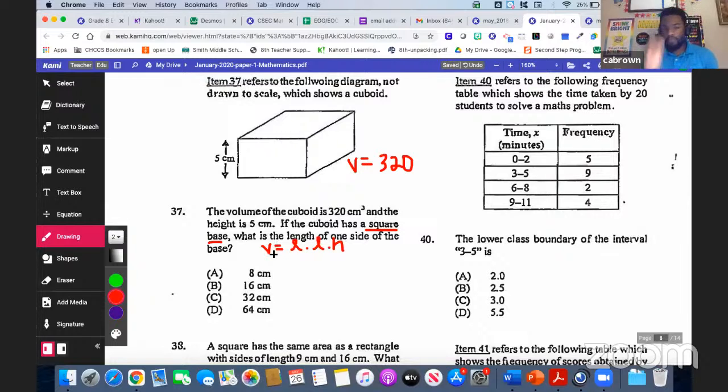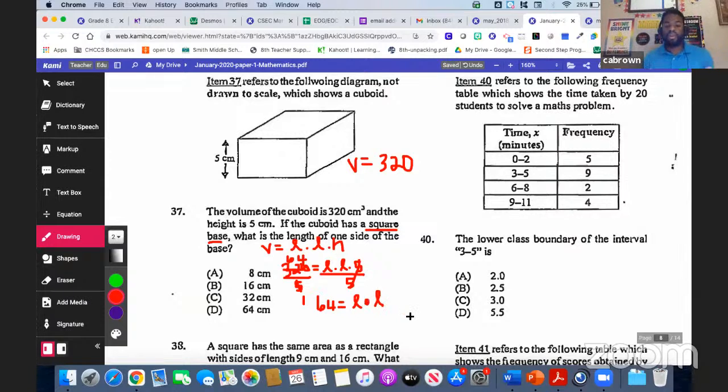We're also given the volume to be 320, so we can say 320 equals length times length times height, and the height is 5. Well, it's the length that we need to find, so we can go ahead and divide both sides by 5. So this is gone. 5 into 32 is 6, 6 times 5 is 30, remainder 2, that's 64. So this is saying 64 is equal to L times L.